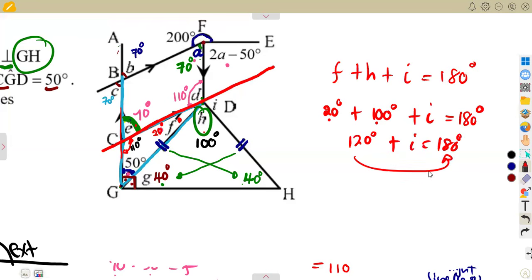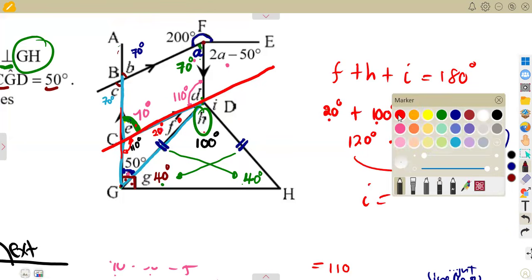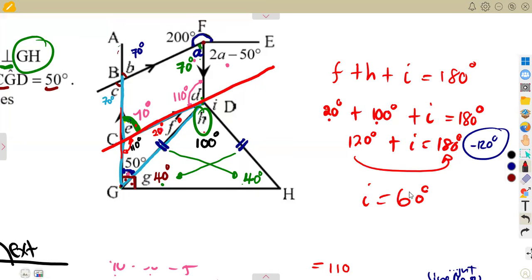So take this to the other hand. 180 minus 120. This was positive on this side, so it will be minus 120 on the other side. So this gives us 60 degrees. So that is our angle I, which is 60 degrees, this part of our diagram. That is where our I is, which is 60 degrees.